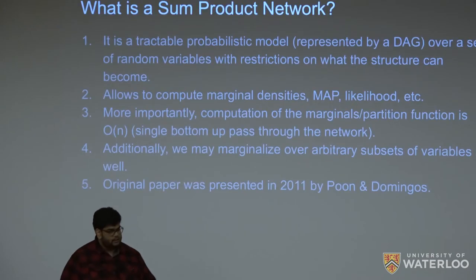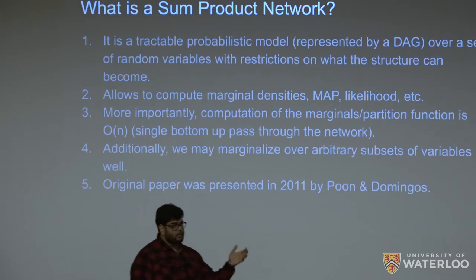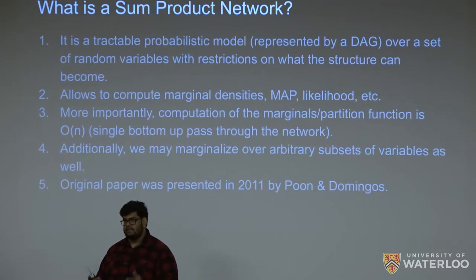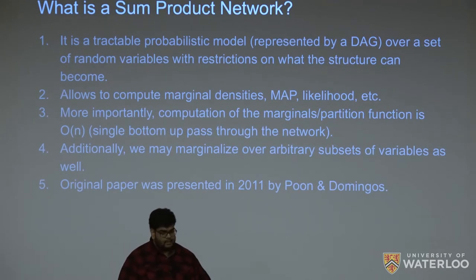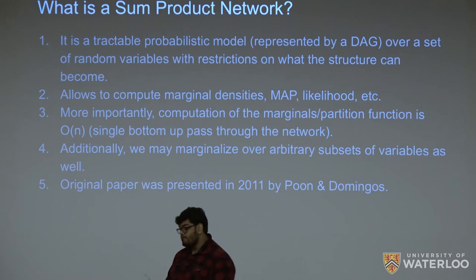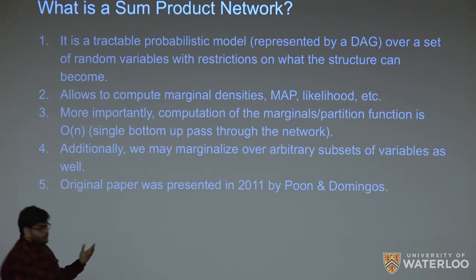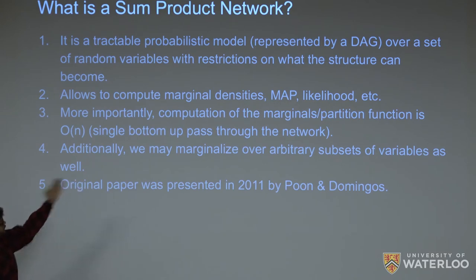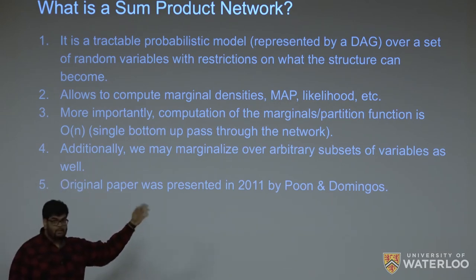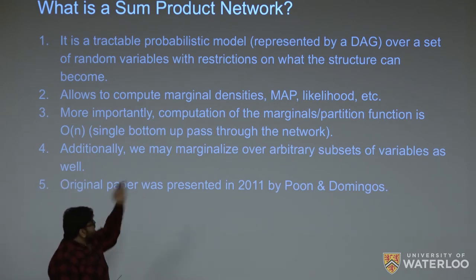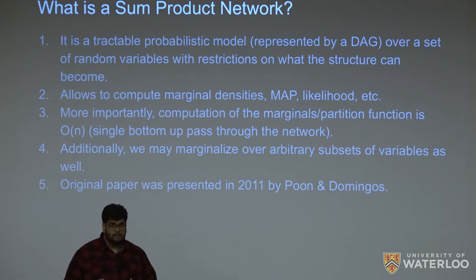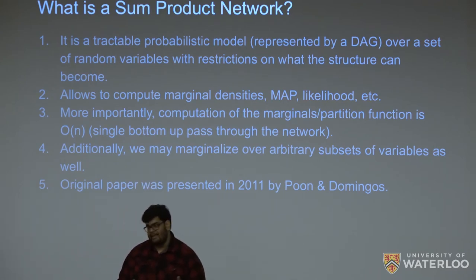A sum product network is just a tractable probabilistic model represented by a directed acyclic graph. We all know what that is. It's just a graph over a set of random variables, and it allows us to model densities really well. If any of you are not familiar with these terms, feel free to reach out to me after the talk, and I can go into a little bit of detail on exactly what they mean in this case.